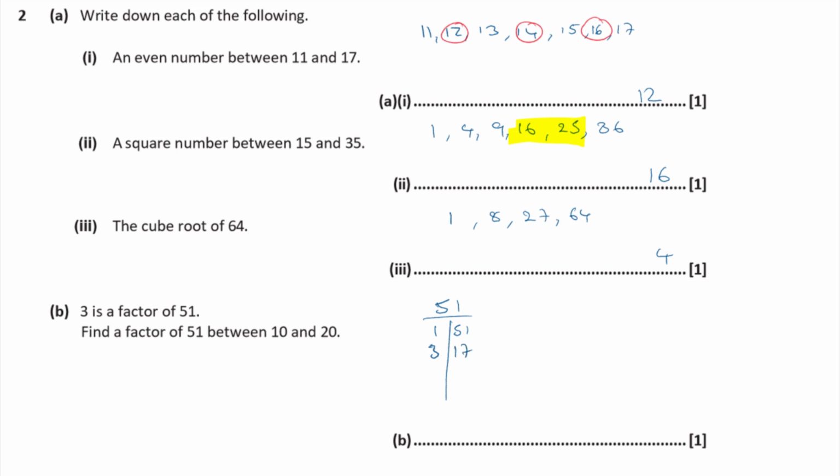Oh, there we go. There's one between 10 and 20. So they kind of gave us that one half of it, didn't they? That factor pair. We just needed to find the other factor pair. So yeah, 17 will do. No point going any further. I've got the one that I'll need.